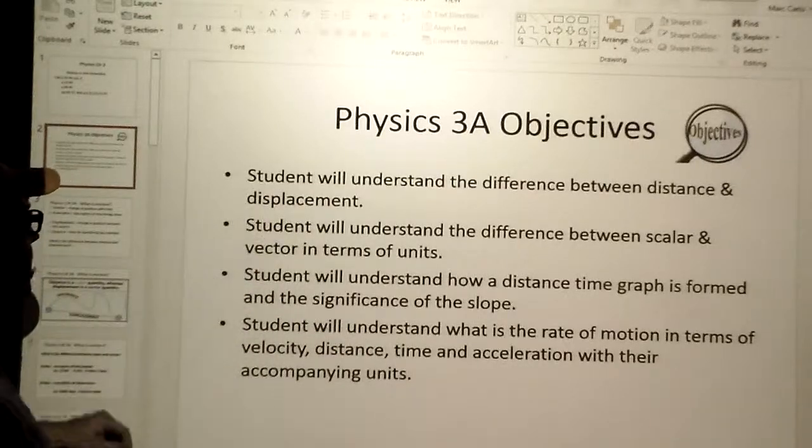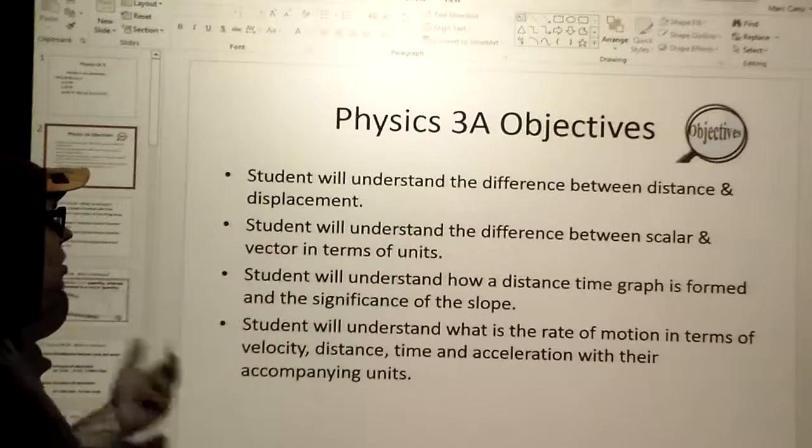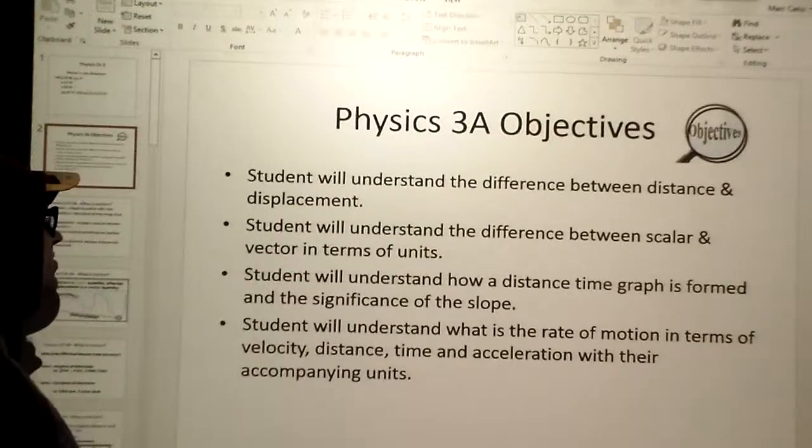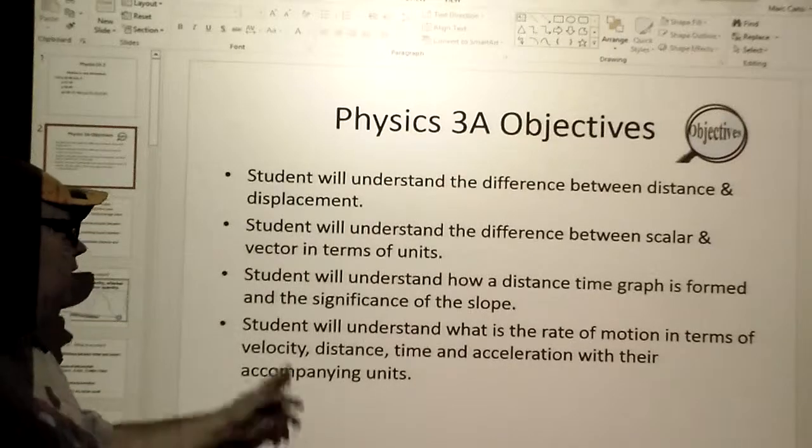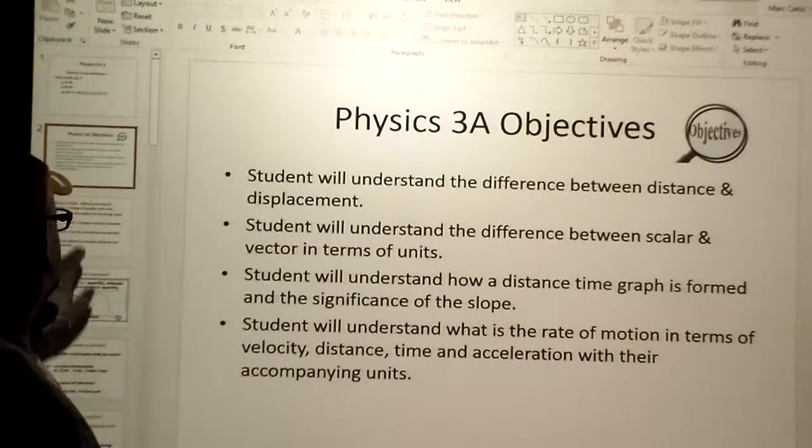So distance and displacement, scalar and vector. Okay, understanding how a distance time graph is formed, the significance of the slope, that would be kind of important. And then understanding the rate of motion.